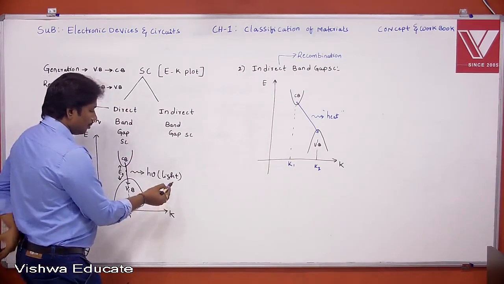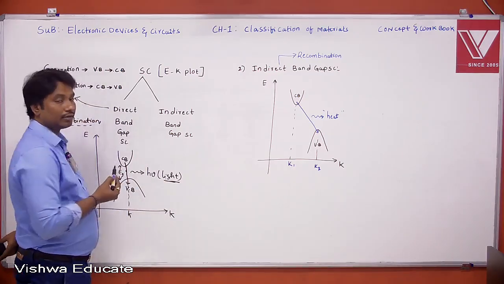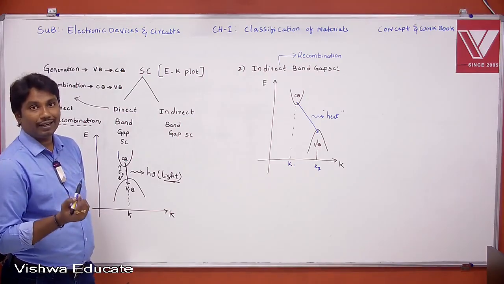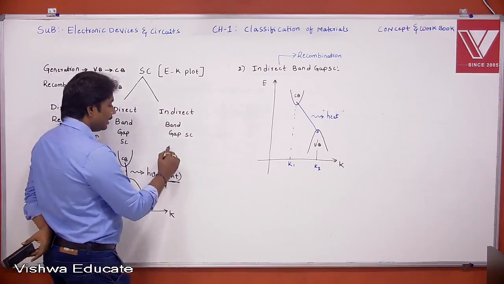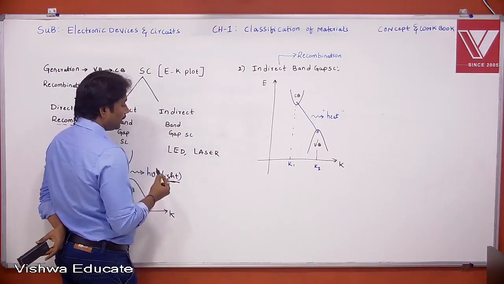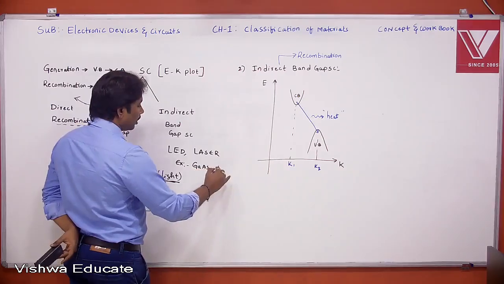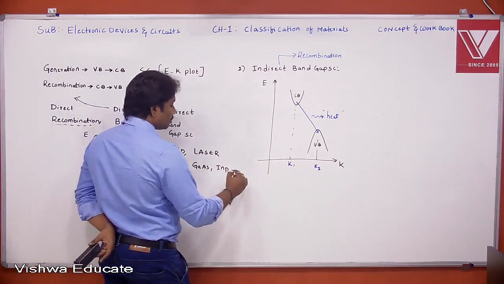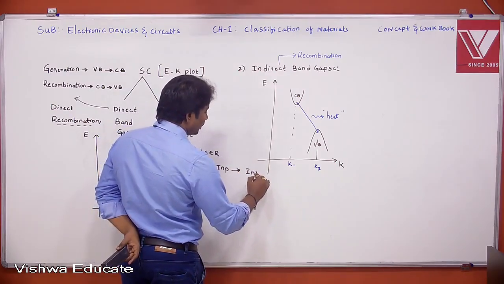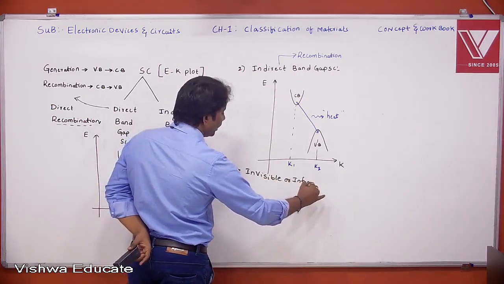In case of direct band gap semiconductor, it emits light. That's why these direct band gap semiconductors are used to manufacturing of light emitting diodes, like LED, laser. Example, gallium arsenide and indium phosphide. Actually, these two semiconductors are used to manufacturing of invisible LEDs, or we can also say infrared LEDs.